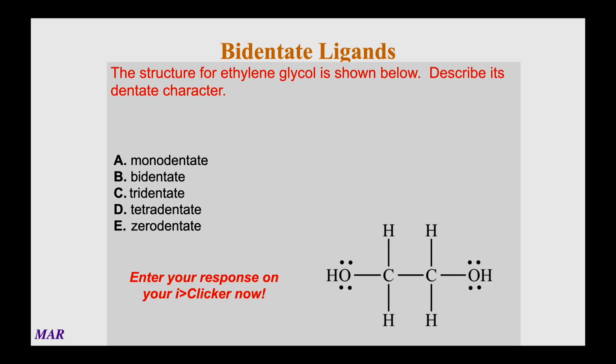Here's a structure for ethylene glycol. Ethylene glycol is a diol. You could also call this 1,2-ethane diol if you remember organic chemistry. Anyway, just describe the dentate character, all right?